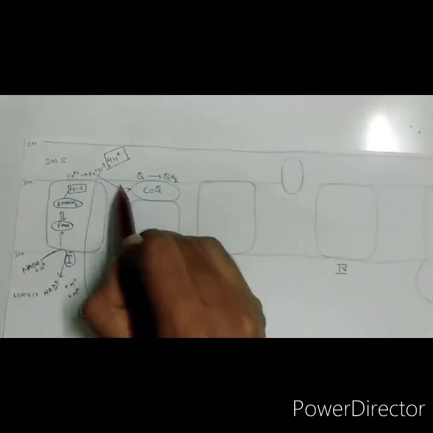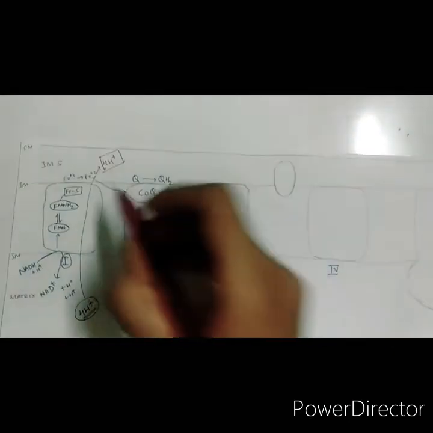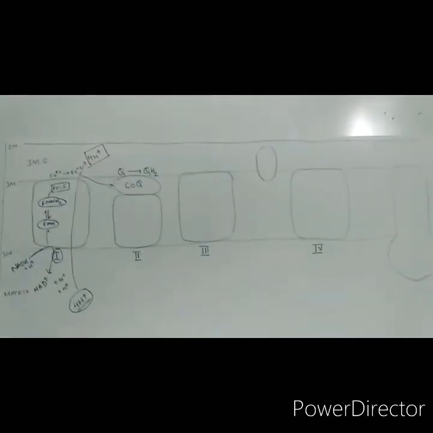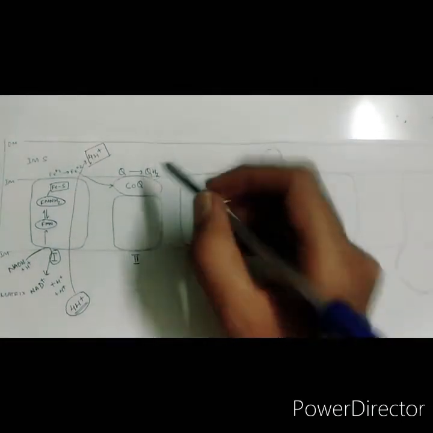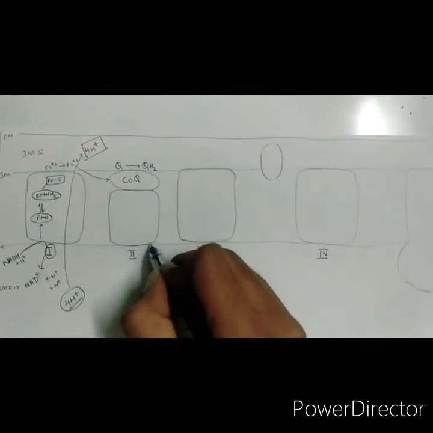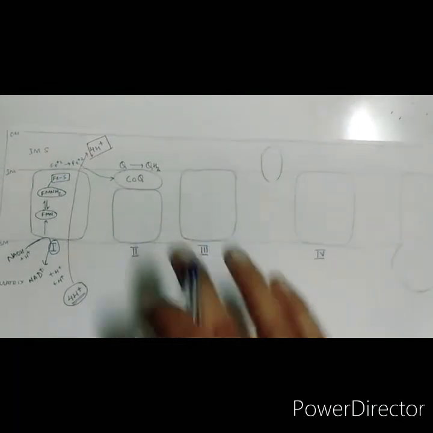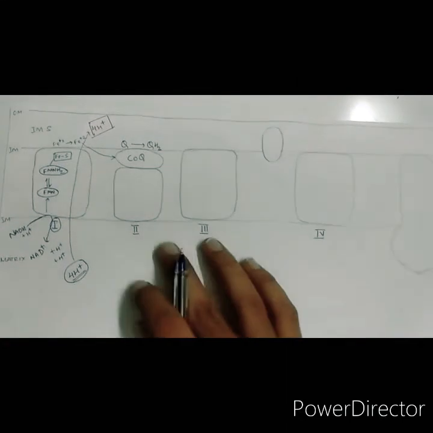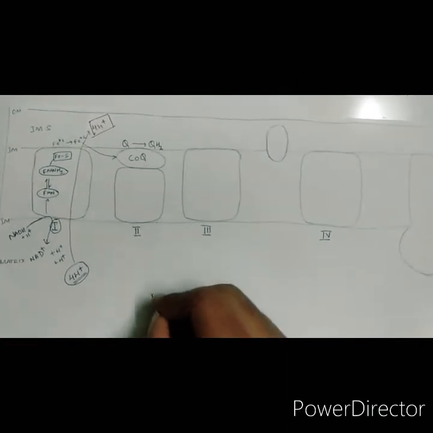Now the second complex receives electrons or hydrogens from the iron sulfur proteins of complex 1 and gets reduced to coenzyme QH2. Now this second complex is the succinate dehydrogenase complex. Now what does this succinate dehydrogenase do? You remember the Krebs cycle that takes place in the matrix.